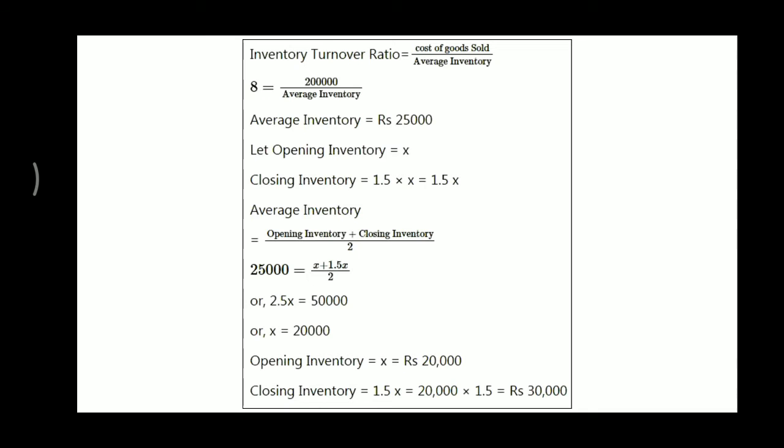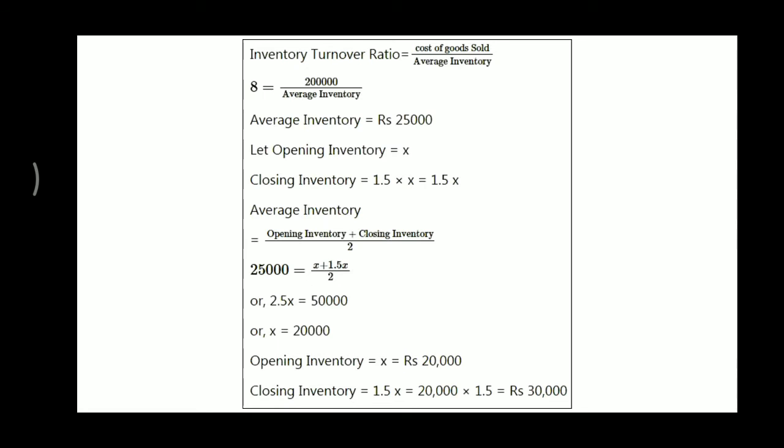So first of all, write the equation, that is inventory turnover ratio is equal to cost of goods sold divided by average inventory. Because we have the figure of inventory turnover ratio and the figure of COGS or cost of revenue from operation, if we put in the formula, we get the value of average inventory as 25,000. Average inventory is 25,000. Now what is given in the question? Closing inventory is 1.5 times of the opening.